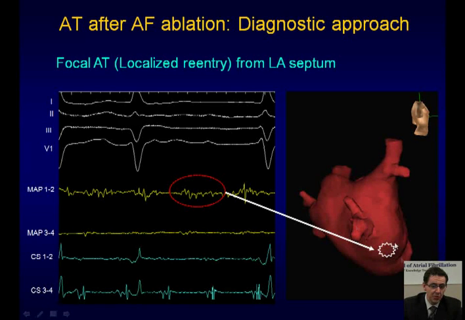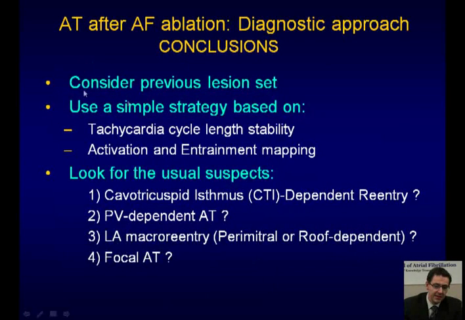So in conclusion, when facing atrial tachycardia after AF ablation, we first have to consider the previous lesion set. Was there ablation performed? Linear ablation? Were pulmonary veins demonstrated to be blocked or not? Then, using a simple strategy based on tachycardia cycle length stability and on activation, confirming then by entrainment mapping, we can arrive at a diagnostic.